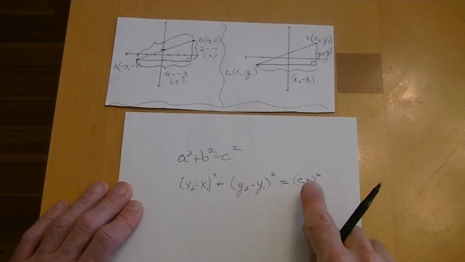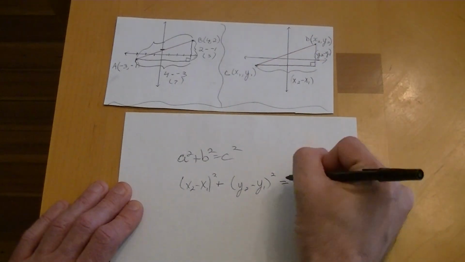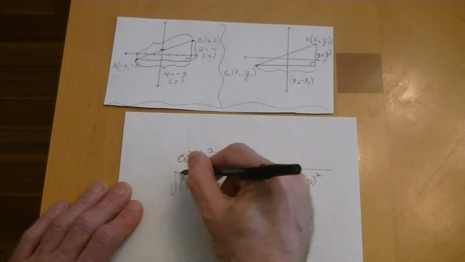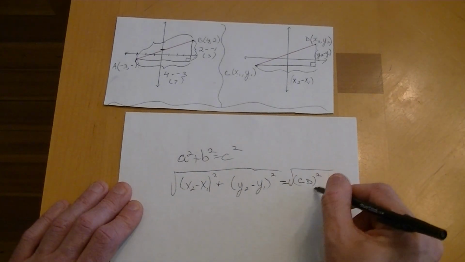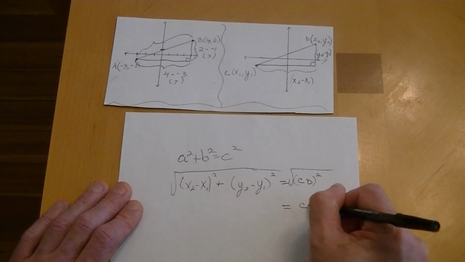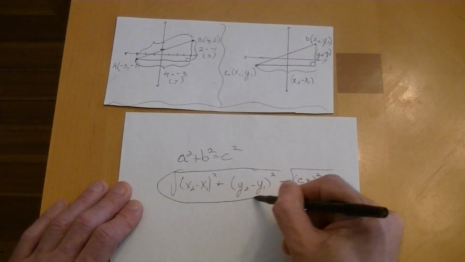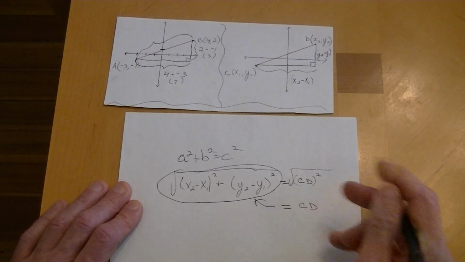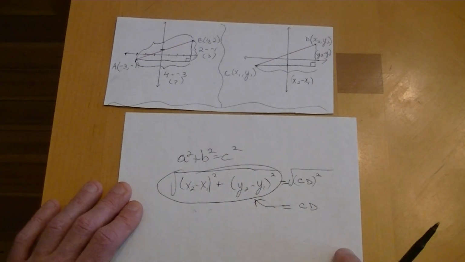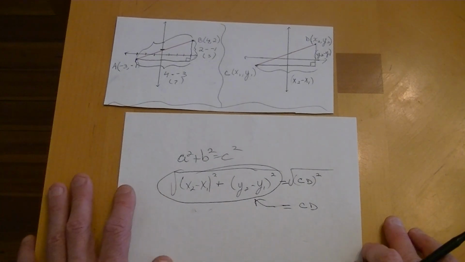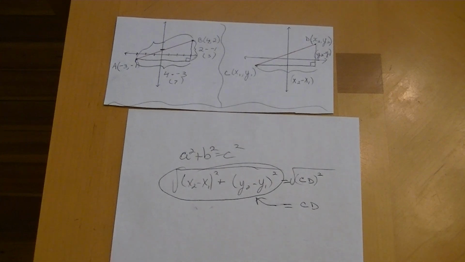And since I'm trying to figure out how long it is from C to D, the length of that red segment, I have to get rid of that square with the inverse operation of square rooting. So the square root of CD squared is CD. And what is it? Well, it's this. So the distance from C to D is the square root of x2 minus x1 squared plus y2 minus y1 squared. That's our distance formula. That's where it comes from. But that's our two-dimensional distance formula.